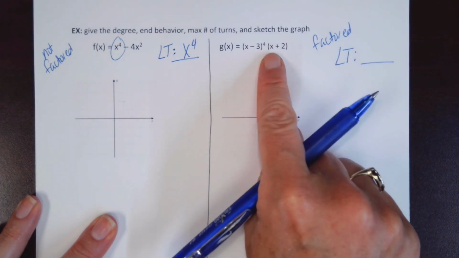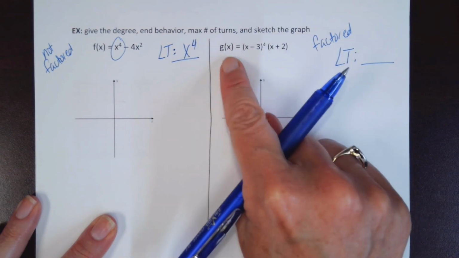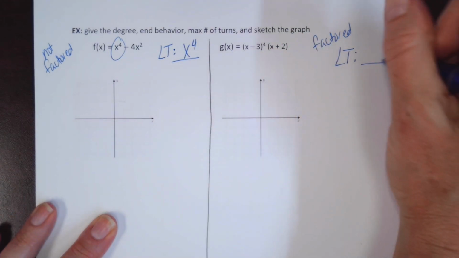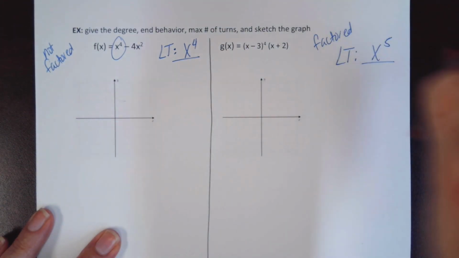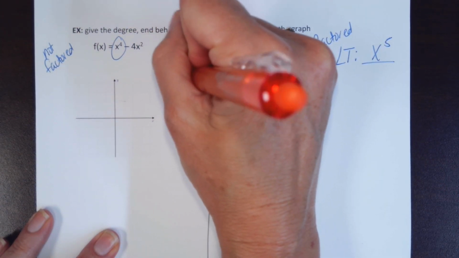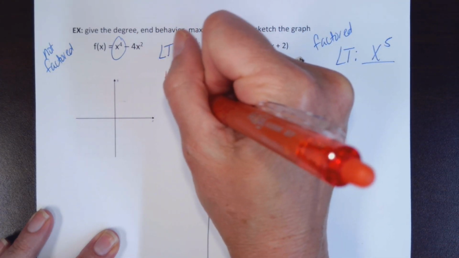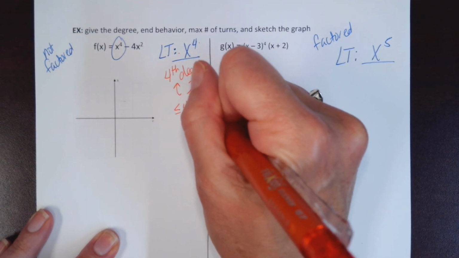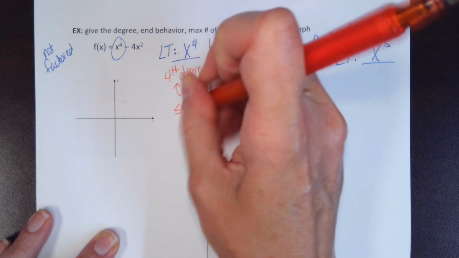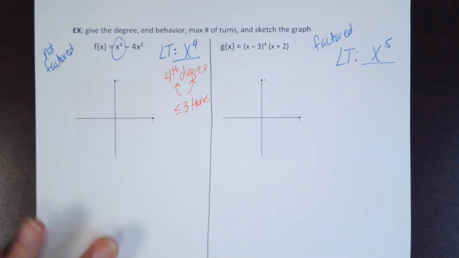I have to think, okay, there's just one x, for 1 times x, 1 times x, but then I've got a 4th power and a 1st power, so that x to the 5th is going to be my leading term. All right, so that means this one is 4th degree. That's even and positive, so both ends are going up. I have up to 4 turns. No. I'm glad I caught that and didn't lie to you on the video. Up to 3 turns. It's one less than my degree.